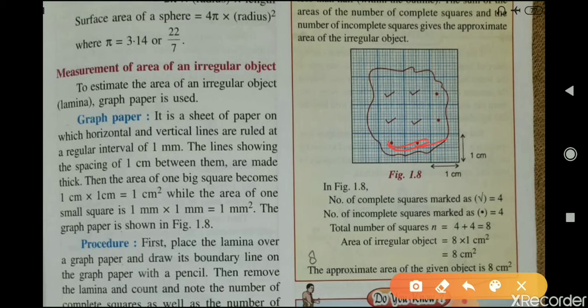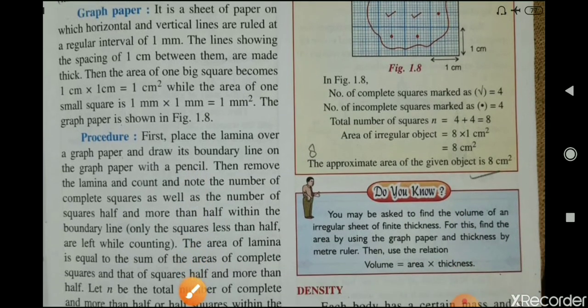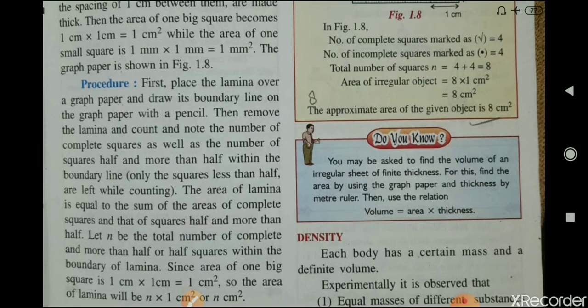Okay, so by adding the number of complete squares and the squares that are incomplete but more than half, and then adding both of these, we can calculate the area of this irregular object. As you can see in this figure, the number of complete squares in this closed lamina is 4. Okay, the number of complete squares is 4, and the number of incomplete squares that are more than half is also 4. Then by adding these two, we get the area of this irregular object, that is 8 centimeter square. Understood how to find out the area of an irregular object?